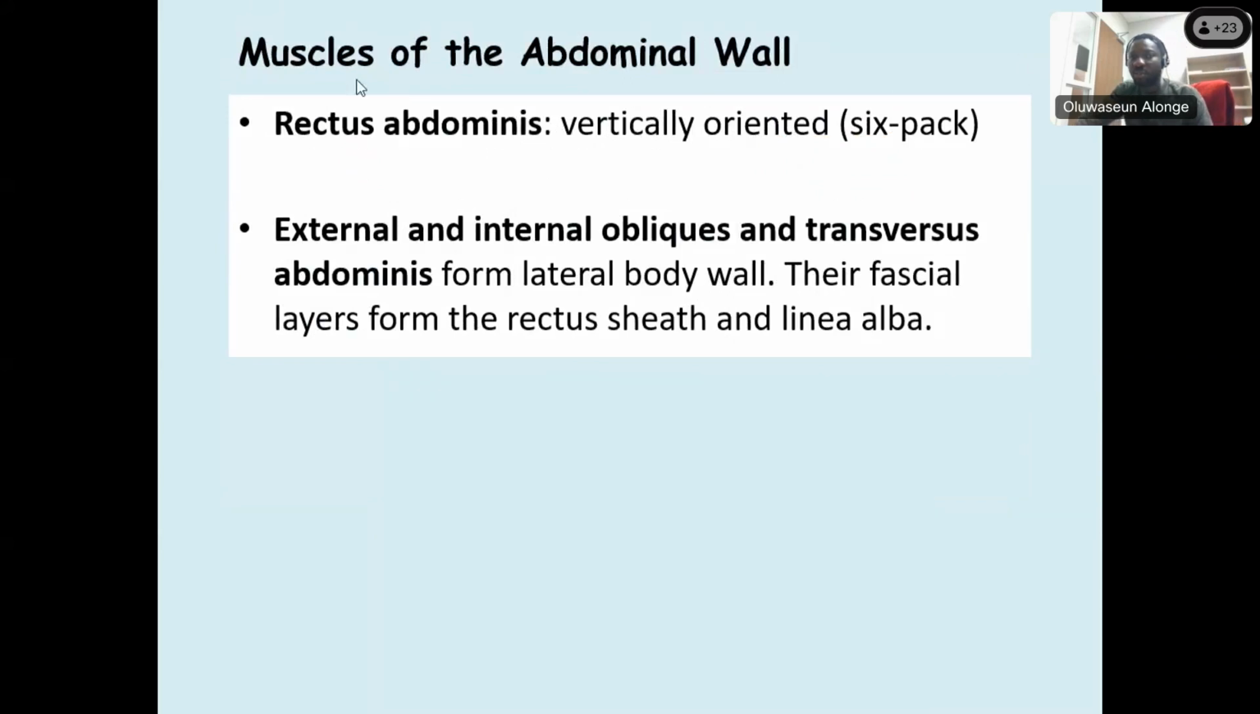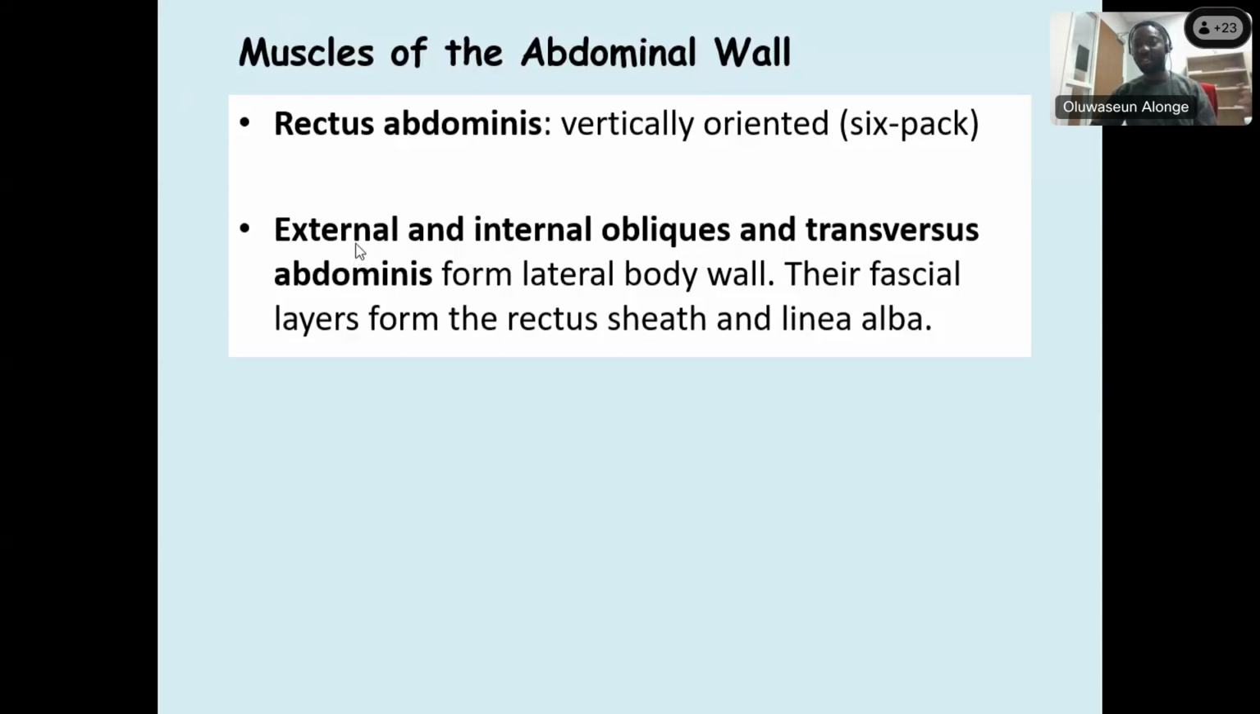All right. So the muscles of the abdominal wall, we have the rectus abdominis. The rectus abdominis means the straight muscles of the abdomen. Those are the muscles that we call the six pack, right? Those are those muscles. We have the external and internal oblique.